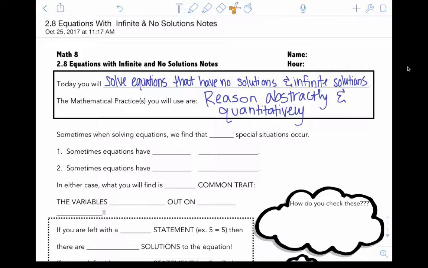So instead of getting that single solution, there's either going to be no options, no values of x that you can plug into the equation to get the two sides of the equation equal, or there's going to be infinite solutions, which would be where you can plug in any number in the entire world for that variable, and both sides of that equation are going to be equal. So we're reasoning abstractly and quantitatively today. We're taking our knowledge of numbers and we're taking it another step further. We're thinking a little bit more outside the box with these.